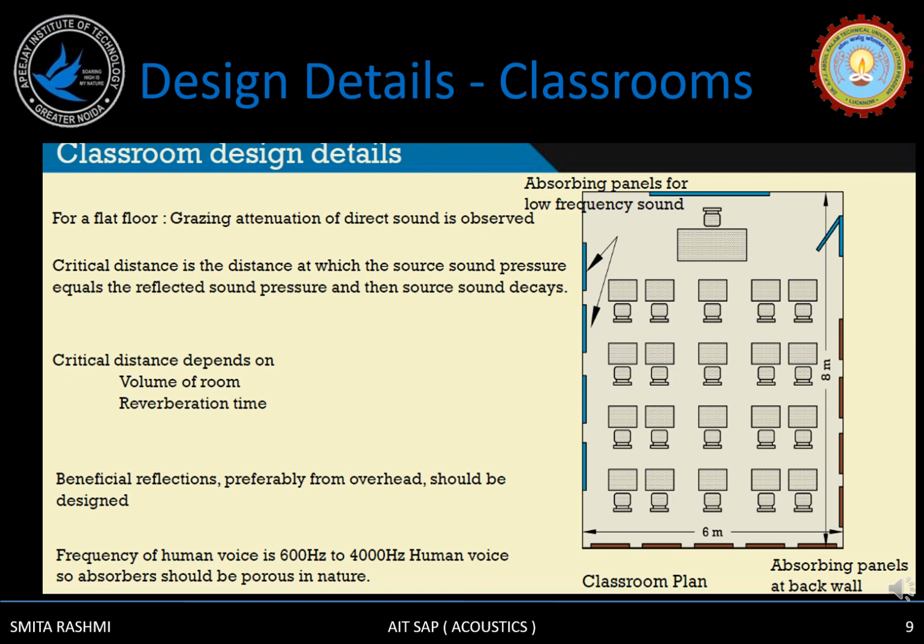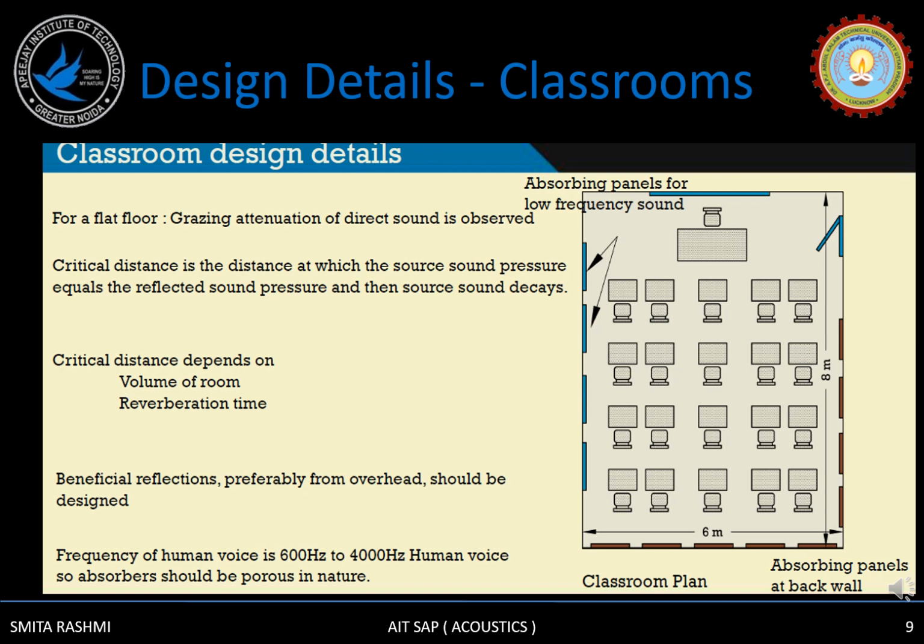Now the critical distance, as we have already discussed, is the distance at which the source sound pressure is equal to the reflected sound pressure. Then the direct source sound decays and we are receiving the signals through the reflected sound. The critical distance, as we have seen in the chart, depends on the volume of the room and the reverberation time.